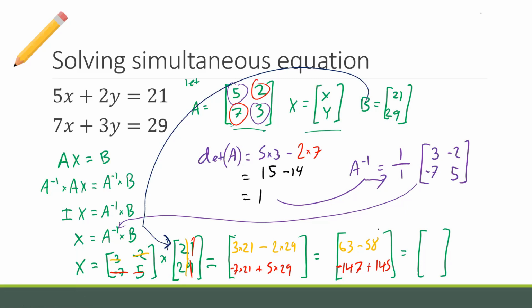-63 minus 58, which is 5. -47 plus 45 is equal to -2. And that is the same as x, and x is equal to x over y. So that means x equals 5, y equals -2. And that, ladies and gents, is how you solve simultaneous equations.